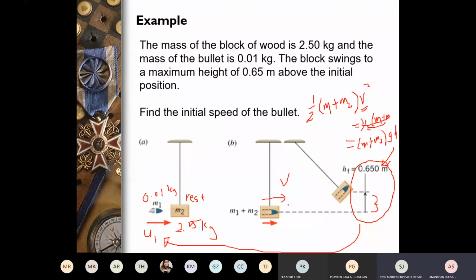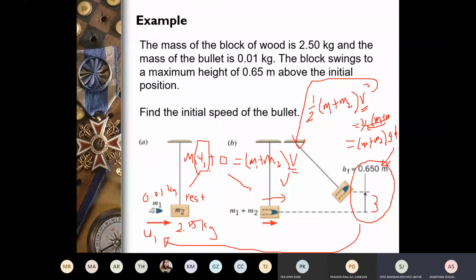After you find the V, how do you find the U? Based on conservation of momentum. Before collision, what is the total momentum? M1 U1 plus, because the block is at rest, the momentum of the second body is zero, equals the momentum of both together after they collide. So (M1 plus M2) V. So you can work out the U1, because V you already know. V you get from conservation of energy, put the V here, and use conservation of momentum to work out the U1.